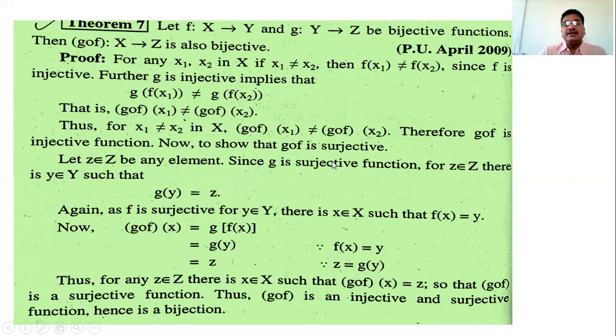Suppose g is a surjective function. For z in Z there exists its preimage under this function g. Suppose y is the preimage of this z under g, that is g(y) is equal to z. As g is a surjective function, for z belonging to Z there exists at least one element, suppose y in Y, such that g(y) is equal to z. Therefore, each element of Z has a preimage.